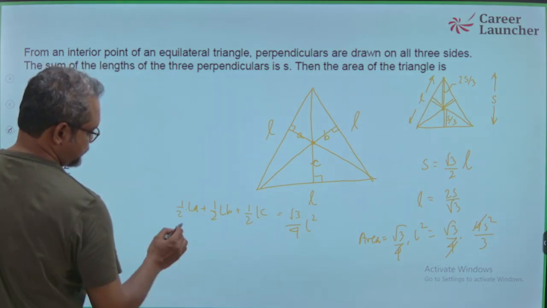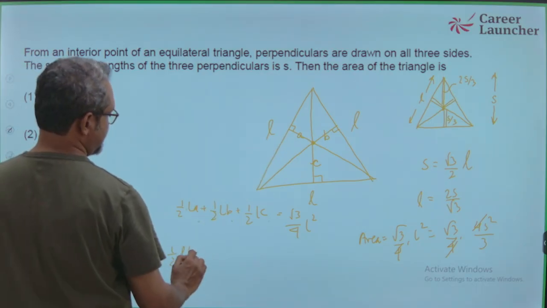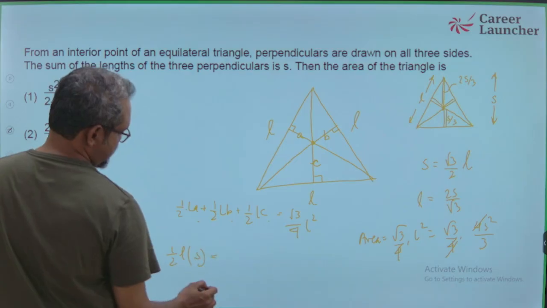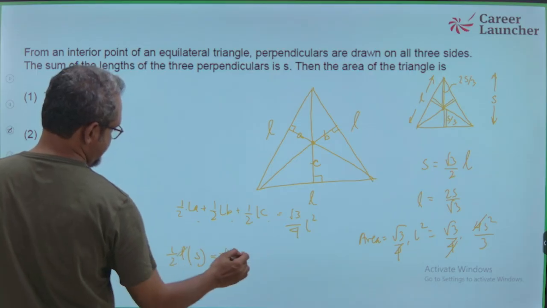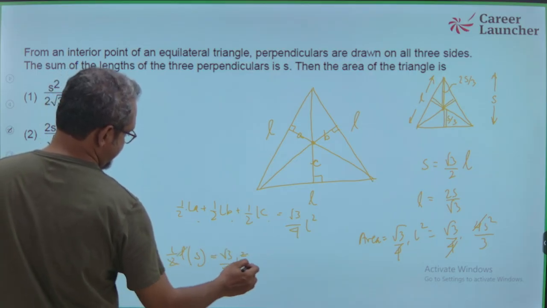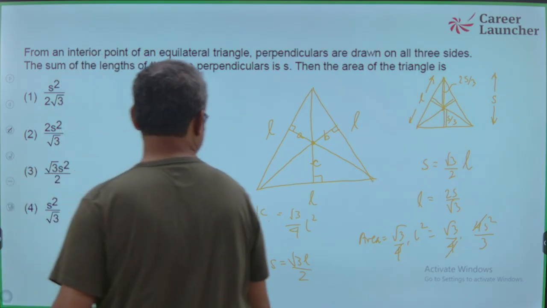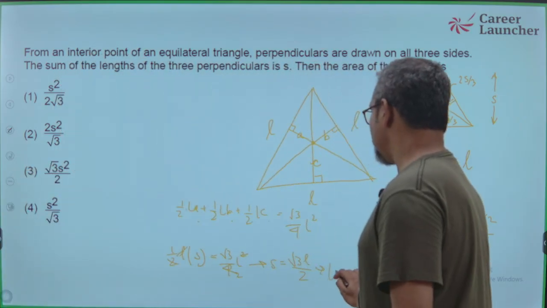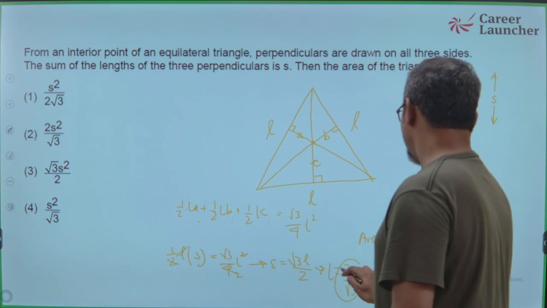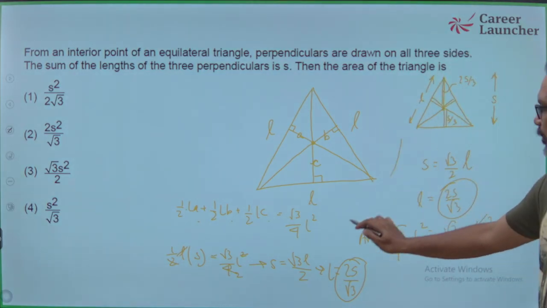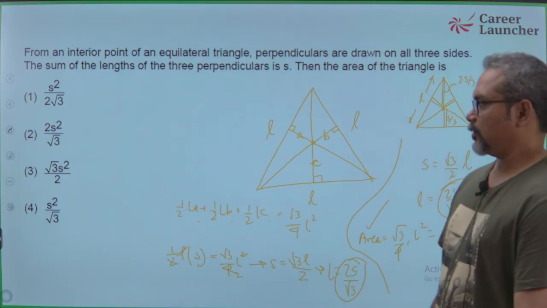From here, half L common, A plus B plus C is basically the length that we want, S, is equal to root 3 over 4 L squared. So, we get S to be root 3 L by 2, or from here L to be 2S over root 3, which is the same as what we have got here, and then we can proceed in the same way of finding the area and figuring out the final answer. So, we have the fourth option.